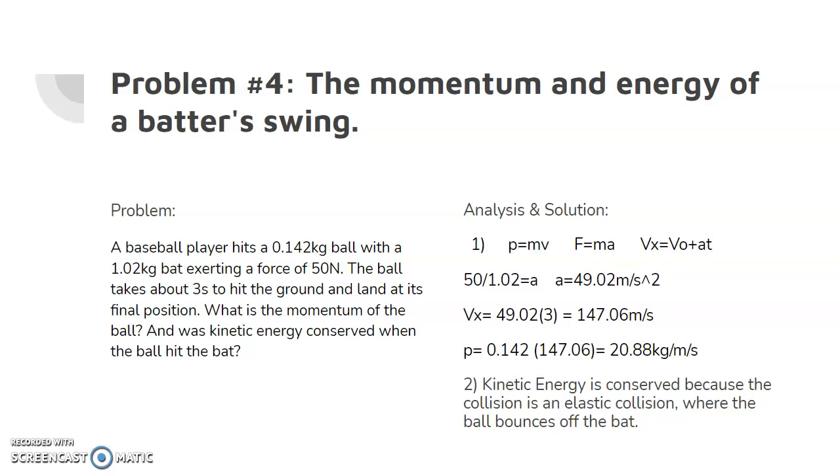Since we know the acceleration, we can plug it into the equation final velocity equals initial velocity plus acceleration times time. The initial velocity is 0 plus the acceleration, which is 49.02, times the time, which is 3 seconds. We will get a velocity of 147.06 meters per second. Then we plug it into the momentum equation: the mass of the ball, which is 0.142, times the velocity of 147.06, which will get a momentum of 20.88 kilogram meters per second.